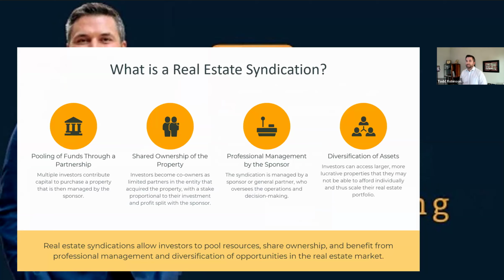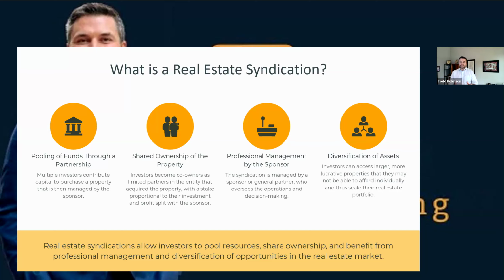It's a partnership between a sponsor and investors, okay? The sponsor puts in the sweat equity, puts in the work to find the property, to find the financing, to work with brokers, and puts in all of the sweat equity required to get the deal closed. The investors put in the capital. So it's a symbiotic relationship between sweat equity and actual equity, okay?